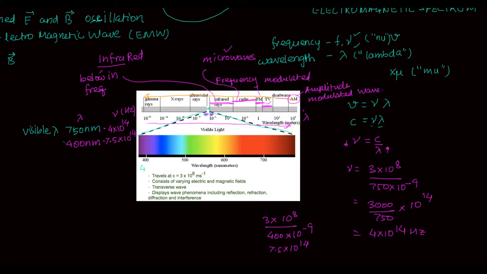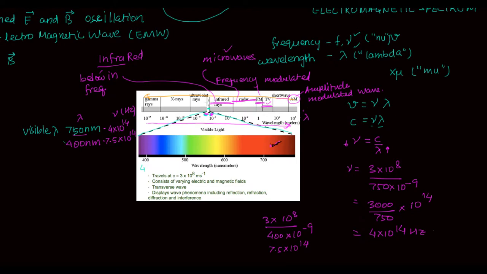So out of all, you are able to see only this minuscule radiation wavelength band, or the frequency band, and apart from that, nothing else is visible to you, right? Now, the 750 nm is your red. So here you have red at this point. And the infrared is actually below that frequency. That's why you are calling it infrared, correct?